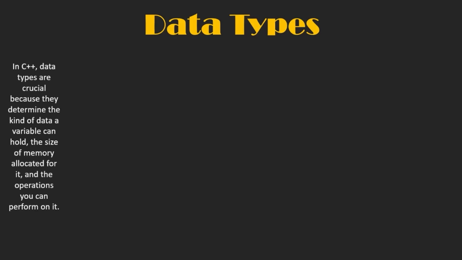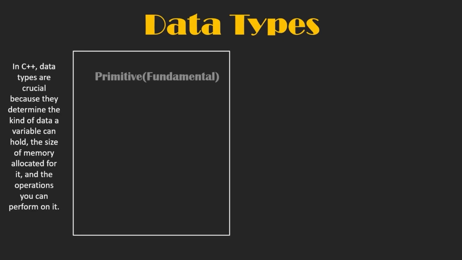In C++, data types are crucial because they determine the kind of data a variable can hold, the size of memory allocated for it, and the operations you can perform on it. First, let's dive into the various fundamental data types. Starting with integers, you have the int type, which is typically used for whole numbers and usually occupies 4 bytes of memory.